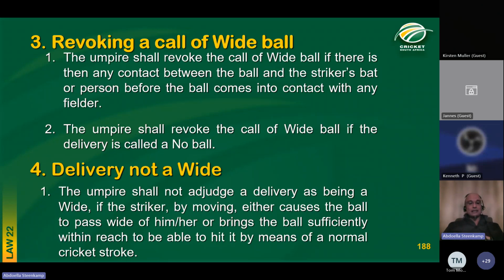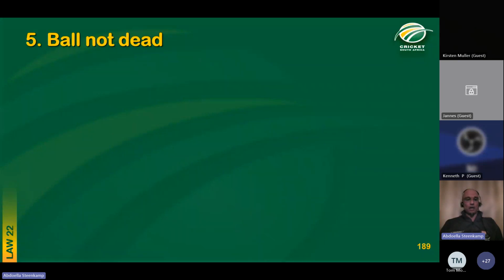Also, the law guides us that there are times where the delivery will not be wide. And what is that instance? When the striker, by moving, brings the ball within sufficient reach to be able to hit it by the means of a cricket shot. So the law says in that instance, don't call wide, because the striker, by moving, is now able to hit the ball by the means of a normal cricket shot. Now you should not be calling wide.